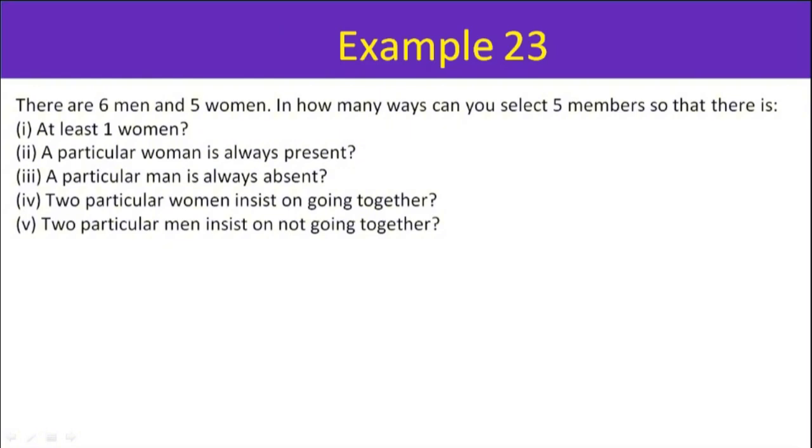Third question, a particular man is always absent. Whosoever that man is, remove him from the list. You're left with 5 men, 5 women, total 10. You have to select a 5-member team. 10C5 is the answer.